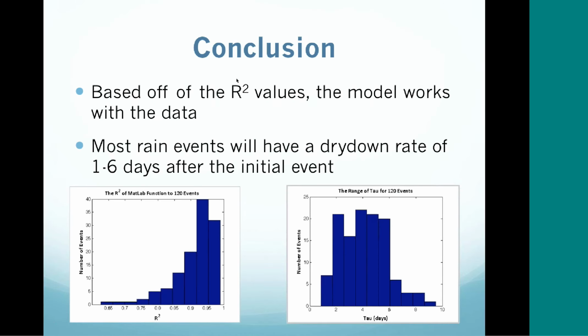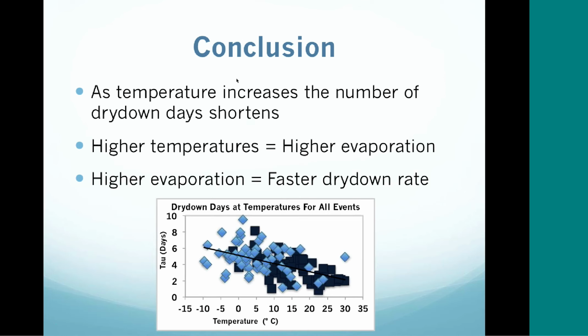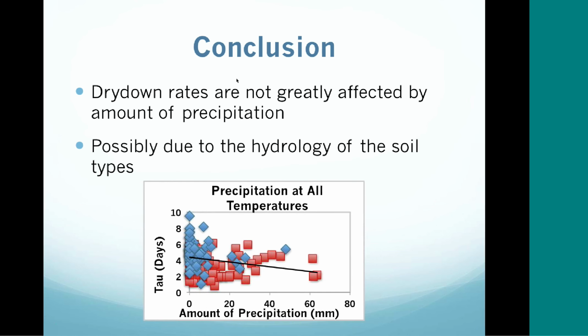So in conclusion, based off of the R-squared values, the model works extremely well with the data. Most rain events have a dry down rate of about 1 to 6 days after the initial event. As temperature increases, the number of dry down days shortens or decreases, and we've concluded that higher temperatures equal higher evaporation. Higher evaporation gives a faster dry down rate. And we also concluded from this graph that dry down rates are not greatly affected by the amount of precipitation. We possibly came to the conclusion that this may be due to the hydrology of the soil type.